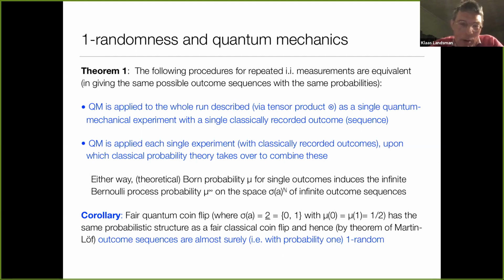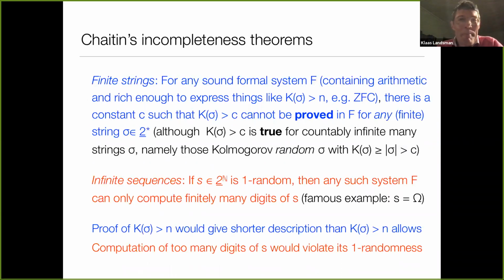And so, as a corollary, a fair quantum coin flip, like a measurement of a spin 1/2 system in the usual superposition of spin up and spin down initial state, has exactly the same probabilistic structure as a fair classical coin flip. And by the same theorem I quoted by Martin Löf, the outcomes of a fair quantum coin flip are almost surely one random. So far, so good. Next slide, please.